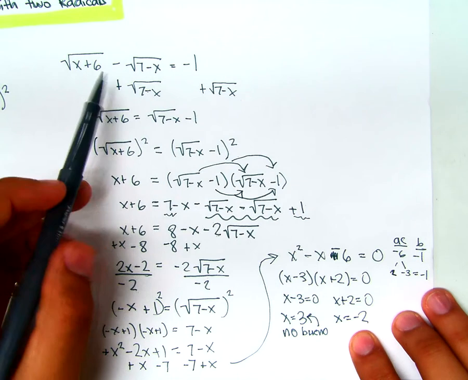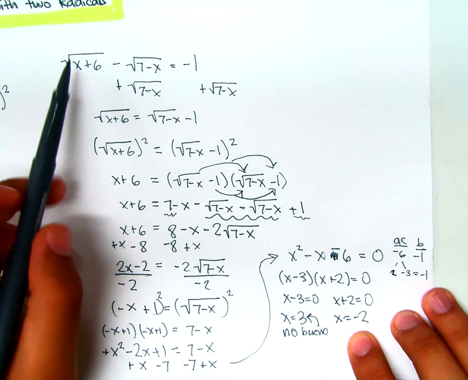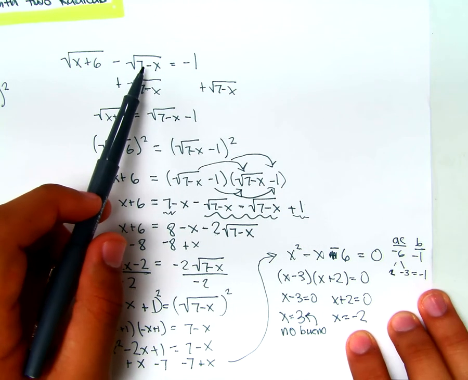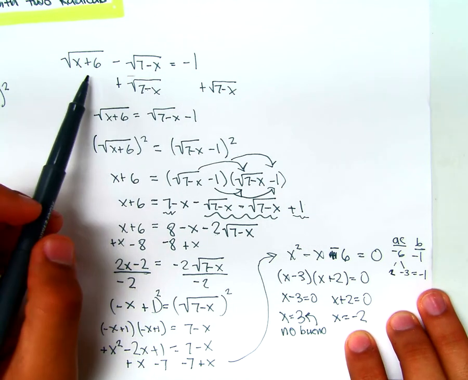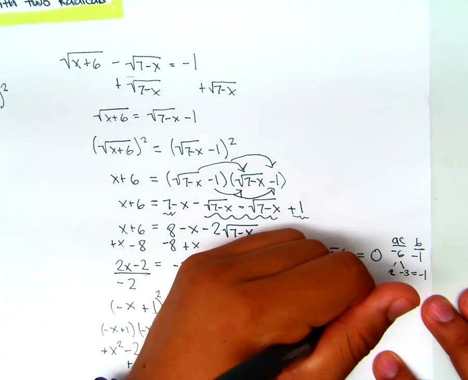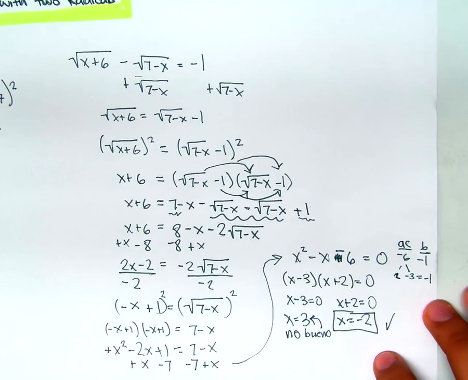Now negative 2. Negative 2 plus 6 is 4. Square root of 4 is 2. 7 minus negative 2 is 9. Square root of 9 is 3. 2 minus 3 is negative 1. So this one does work. So your solution is negative 2. X equals negative 2. Alright?